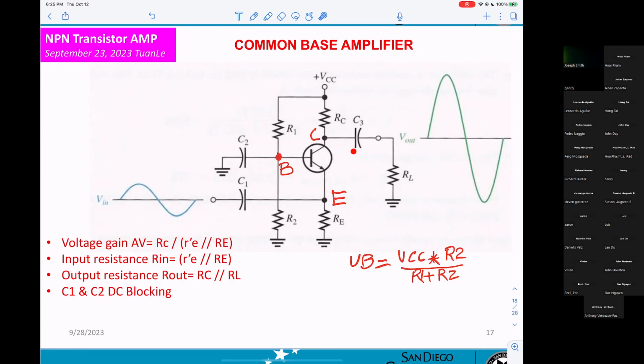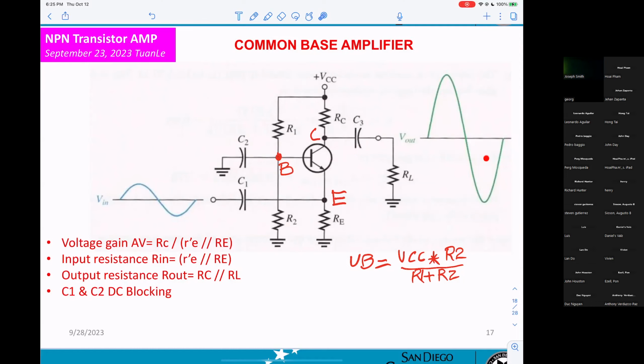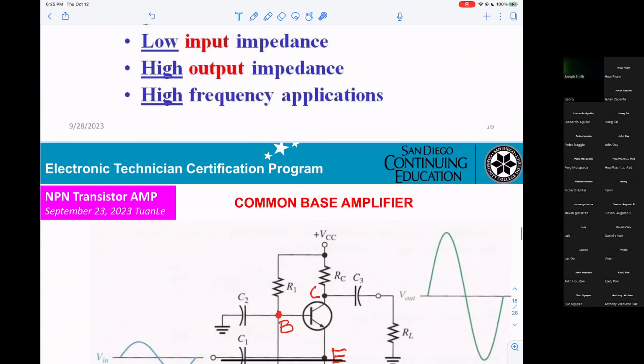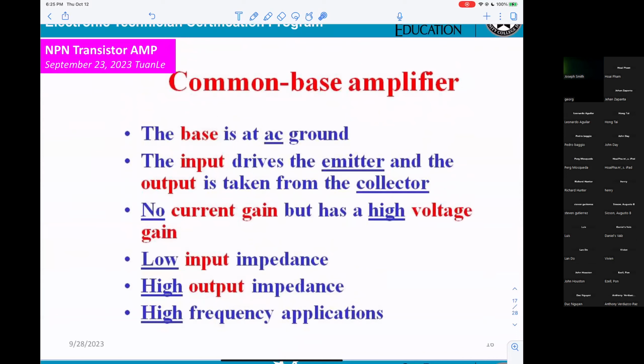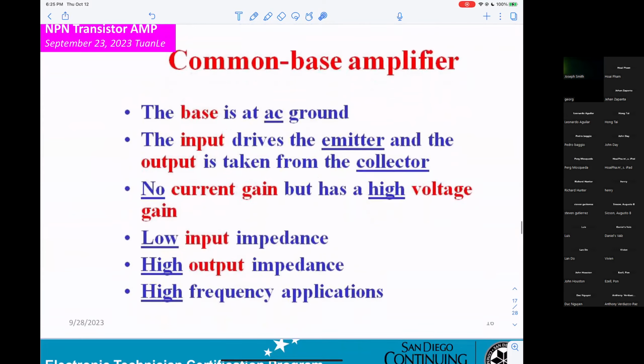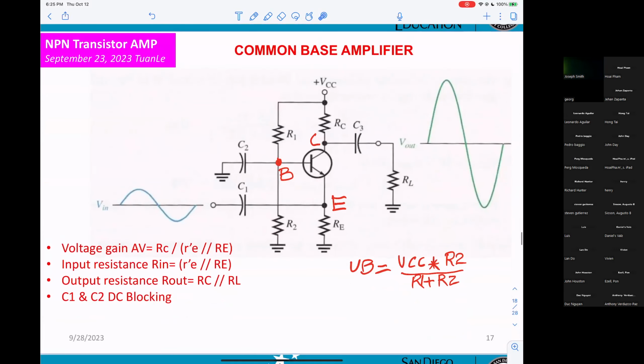Okay? So if you're looking at the input sine wave, the output is the same phase, same sine wave, but they get a gain, so they get bigger. That's what they already explained to you in here. No current gain, but high voltage gain. So that's why you can see the output will be bigger.